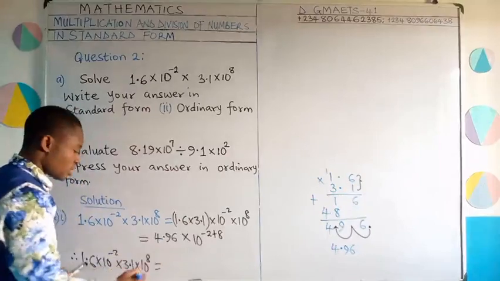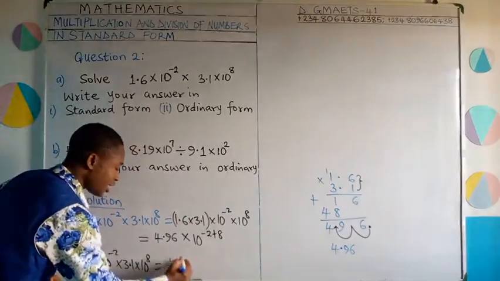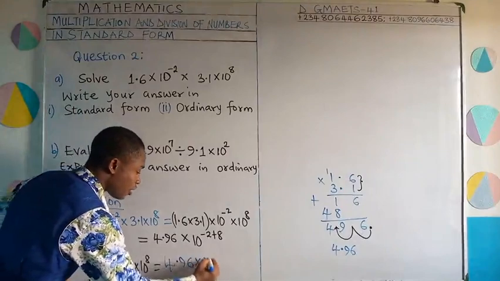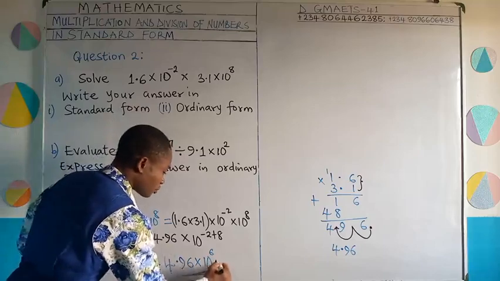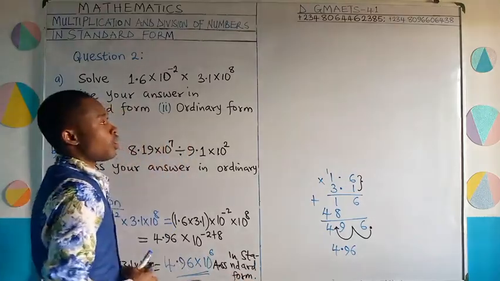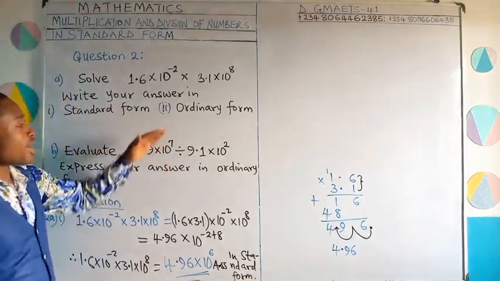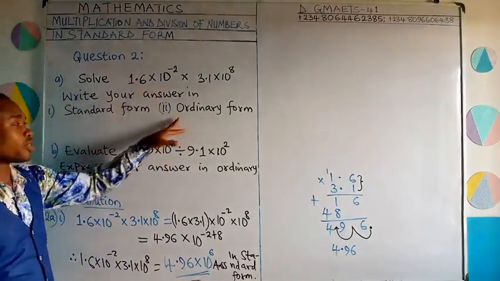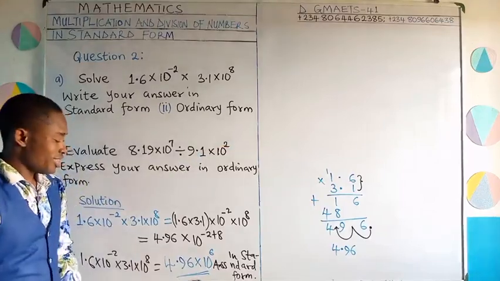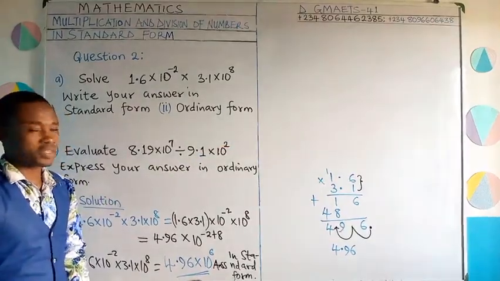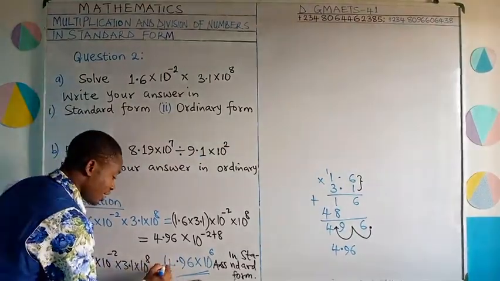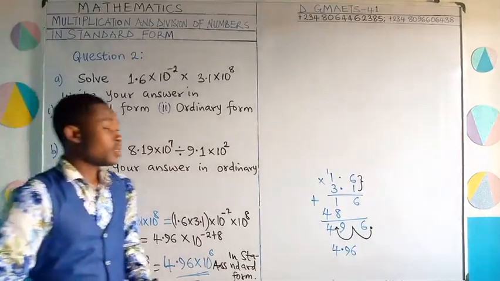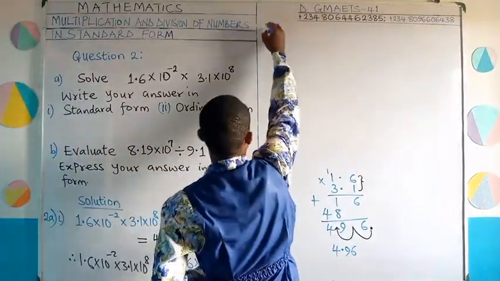Are you following? So this becomes 4.96 times 10 to the power of 6. Answer. This is in standard form. Alright, now let us move on to part II of question 2a. We are to get the answer in ordinary form. To get the answer in ordinary form is a simple thing to do. We get it from the standard form answer. Is that okay? So let's see how we get that.